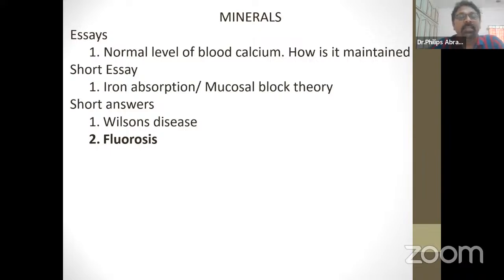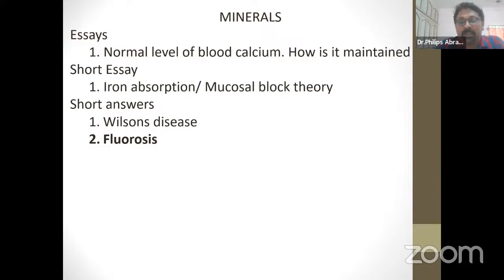And another question that is always asked is about iron absorption. The question can be either iron absorption or mucosal block theory. If the question is on mucosal block theory, you are supposed to say about iron absorption also. And if the question is just iron absorption, you are supposed to say about mucosal block theory, because that's a theory which explains how iron absorption is maintained. Why is iron absorption important?